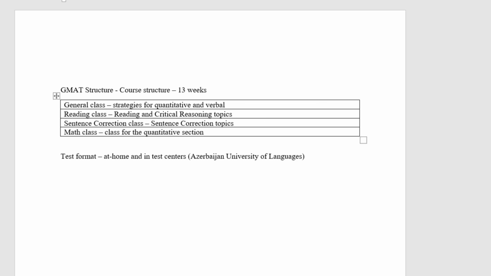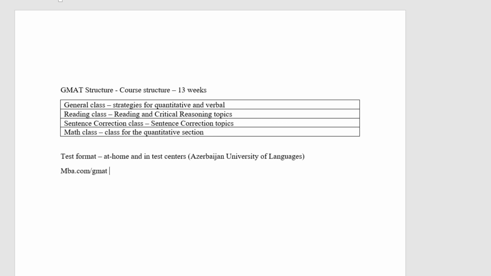GMAT can be taken at home if you have a stable internet connection. And in test centers, there is only one test center in Azerbaijan right now, as of July 2022. It's Azerbaijan University of Languages, and you can register by entering the website. Let me write it for you. mba.com/GMAT. Okay, this is the website that you need to enter to get information about GMAT and register, to find the approximate exam dates.